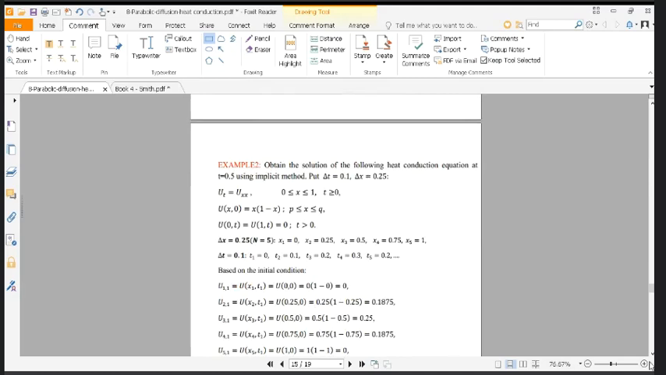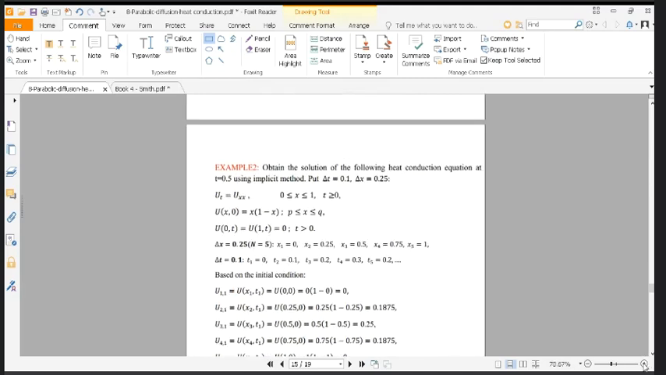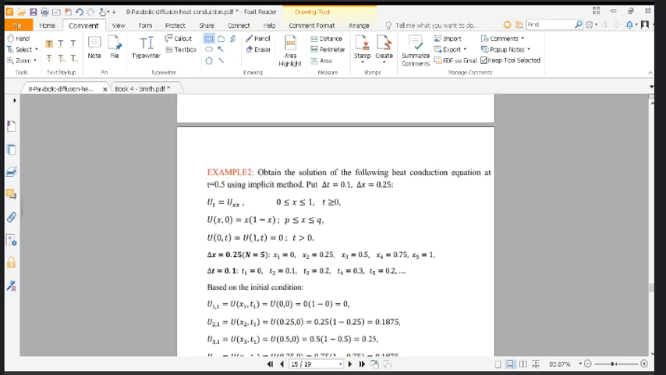Please attention. In this example, we have to obtain the solution of the following heat conduction problem at T equal 0.5, using the implicit method, with delta T equal 0.1 and again delta X is 0.25. The equation is UT equal UXX. What is the value of K? What is the value of K in this example?